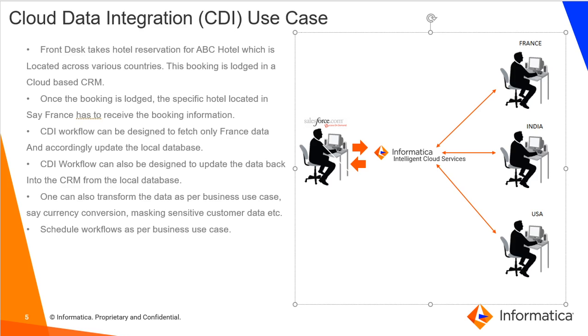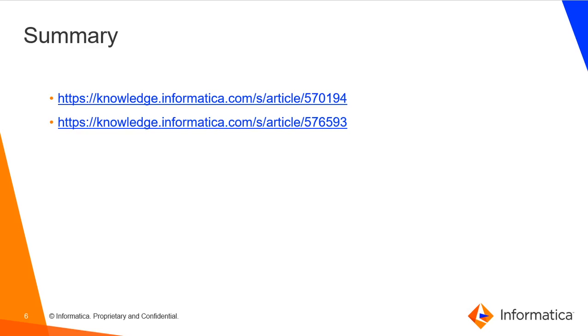Transformation can also be added into the mappings as per business use case. Say you want to do a currency conversion, masking sensitive customer data, or even adding some expressions to transform the data as needed. One can also schedule these workflows as per business use case. This pretty much covers the brief on the IICS architecture.